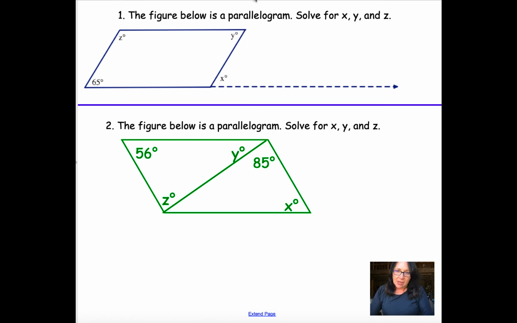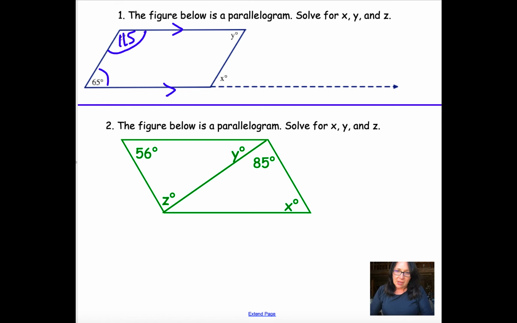Additionally, if opposite sides are parallel, what that means is that you have alternate interior angles, but also you know that the angles are what we call supplementary. And what that means is that this angle here plus this angle here have to equal 180 degrees. So therefore, this angle Z would be 115 degrees. Now, that being said, we know that those are equal to each other.